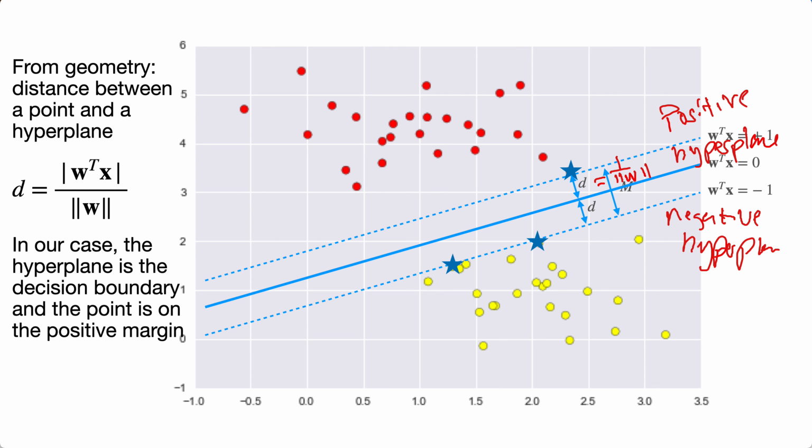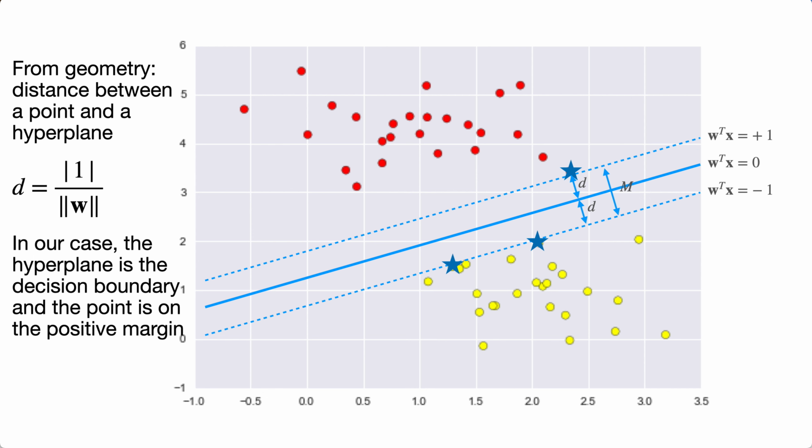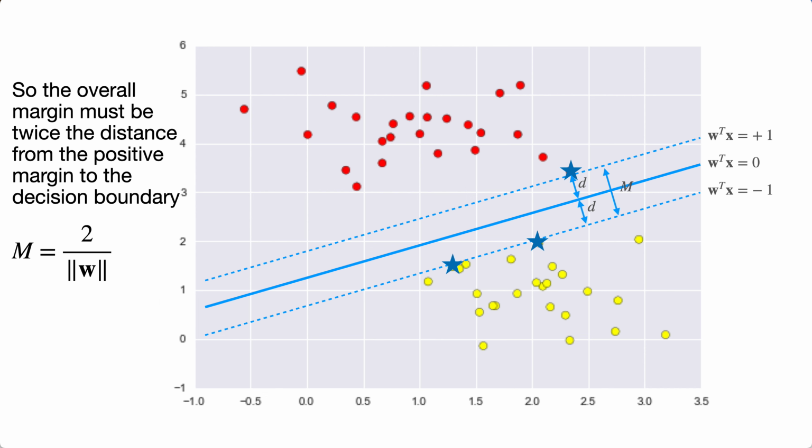And the size of the margin we're trying to maximize is 2 times those d's. Okay, so d is equal to 1 over the magnitude of the weight vector, and the margin is therefore 2 over the magnitude of the weight vector. So this is the thing we're trying to make as big as possible. We want to pick the weight vector that plops us down such that we have the best possible margin. That is our goal.